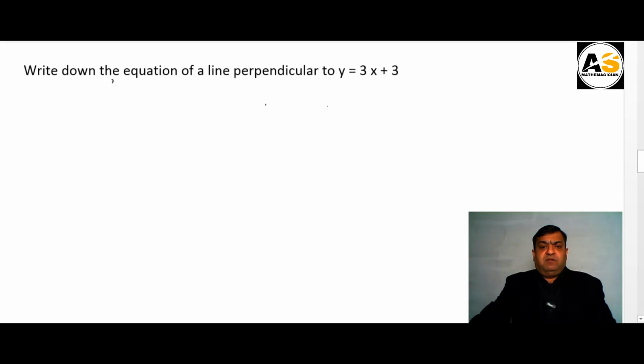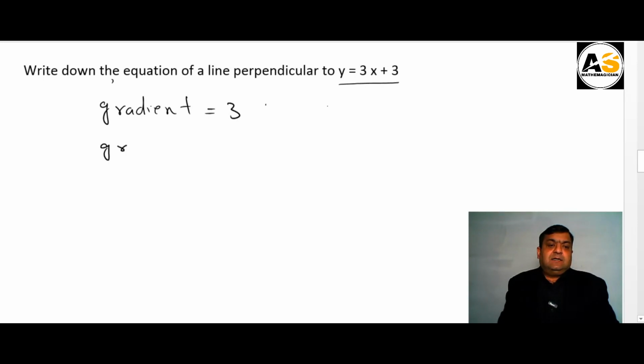Now we move to our next question. Write down the equation of a line perpendicular to this line. The lines which are perpendicular to this given line are infinitely many. Gradient of the given line is 3, from this equation y is equal to mx plus c.